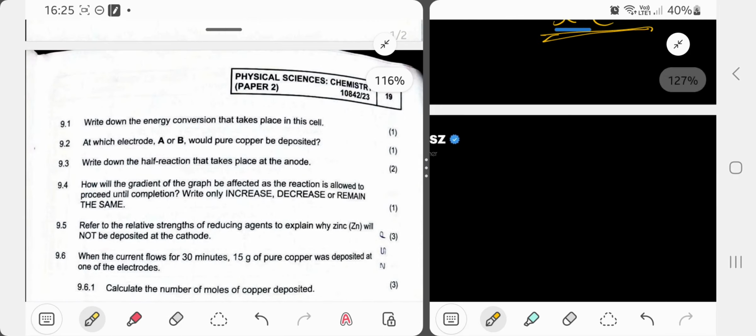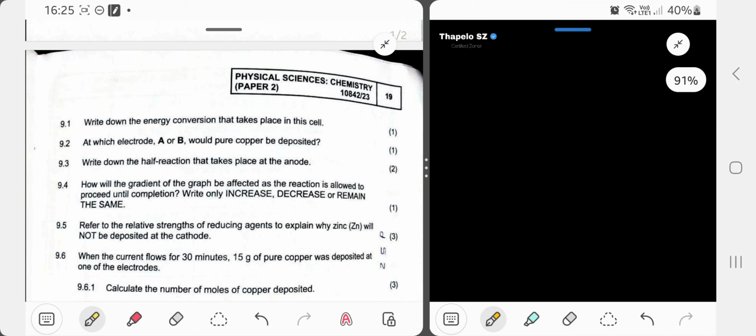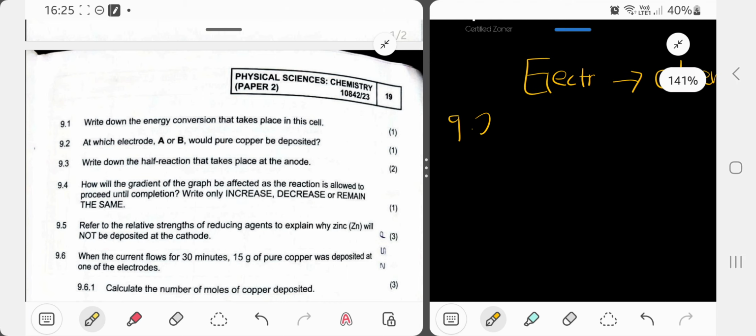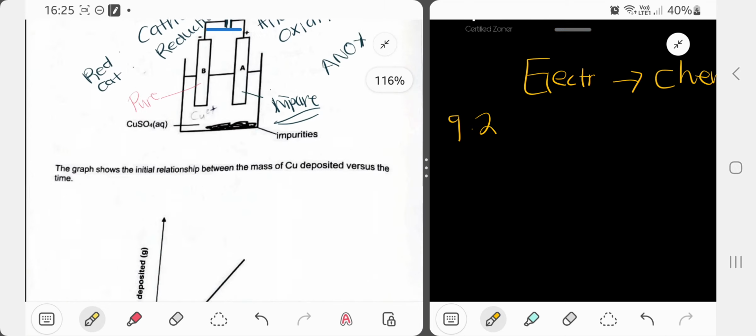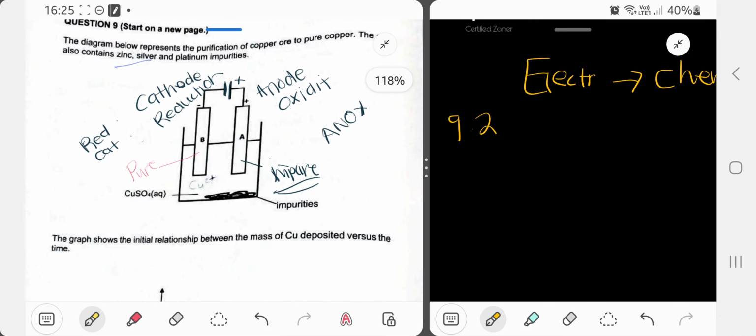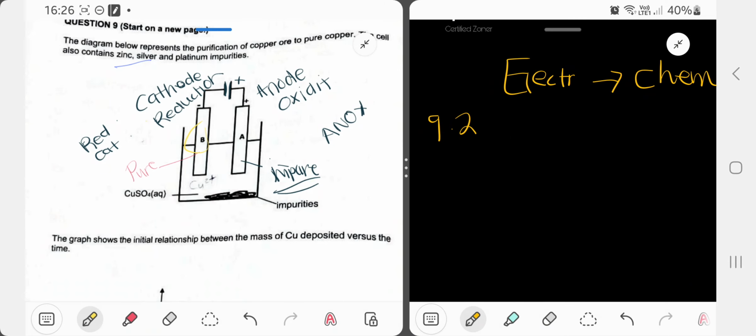Okay, so what this calls for us to do now is to write down the energy conversion that takes place in the cell. Obviously, this is electrical to chemical. So let's just do that fast. And then 9.2: at which electrode, A or B, will the pure copper be deposited? We just said we see at the C. So it's obviously at electrode B, because B is our cathode. We want to see the pure at the C. So obviously it's B.